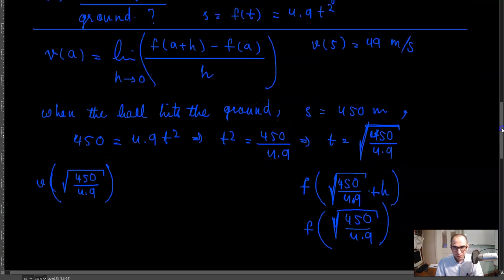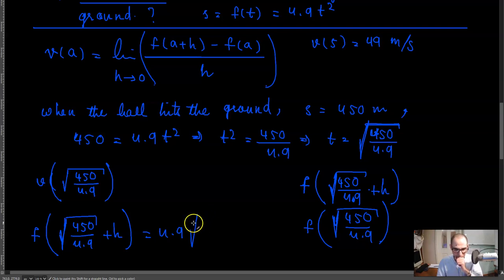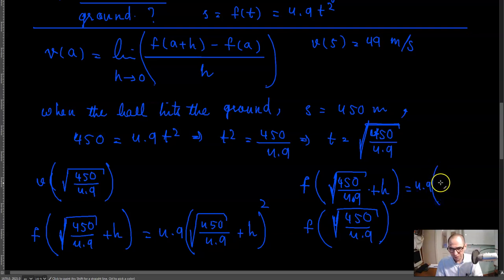So let's see what we get over here. If you want to calculate this, then f of the square root of 450 divided by 4.9 plus h would be the same thing as 4.9 times t squared, which is the square root of 450 divided by 4.9 plus h, whole squared, right? So that would be one part. So this would be 4.9 times the square root of 450 divided by 4.9 plus h, whole squared, right?